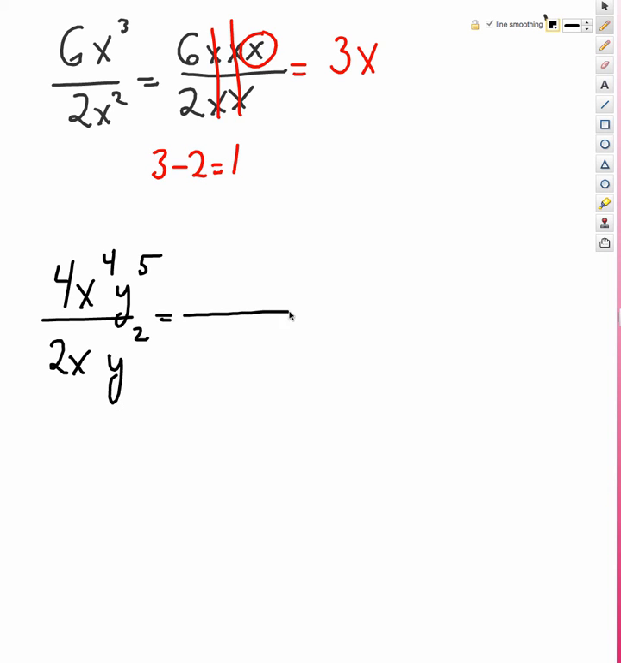I'm going to start by dividing my constants. 4 divided by 2 is 2, and subtracting my exponents. There is a 1 here that you cannot see. 4 minus 1 is 3, resulting in x cubed. And looking at my y's, 5 minus 2 is also 3, resulting in y cubed.